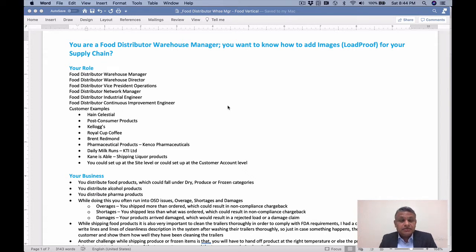And then there is also daily milk runs. These guys actually use LoadProof to take pictures of the milk run document that says, hey, delivered, right? And then Cain is Able is shipping liquor products.